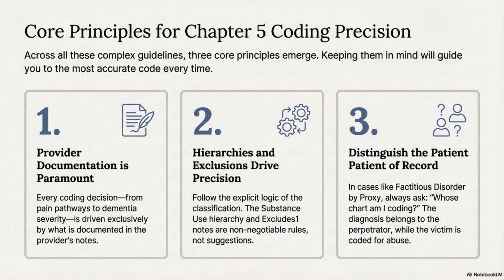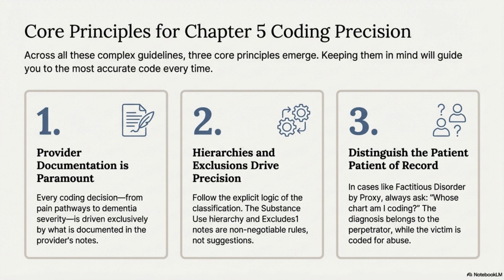Before we wrap up, let's highlight the core principles that guide accurate coding in Chapter 5. These principles apply across pain disorders, substance use, factitious disorder, and dementia, and keeping them in mind will help you code with confidence. Principle 1. Provider documentation is paramount. Every decision you make, whether it's determining the pain pathway, identifying the correct substance use hierarchy, or assigning dementia severity, must come directly from what the provider documents. We never infer, assume, or interpret beyond the provider's words.